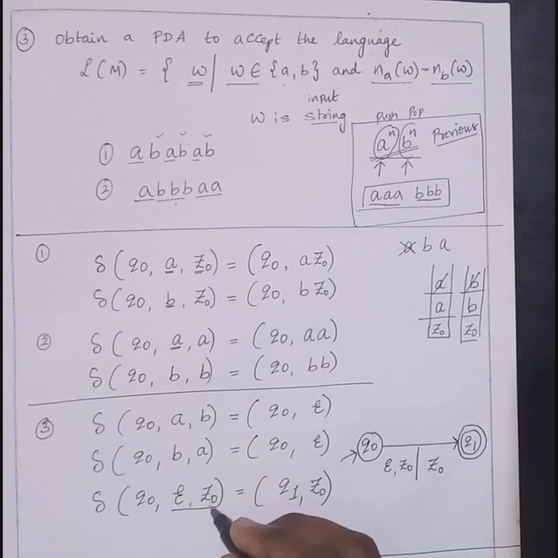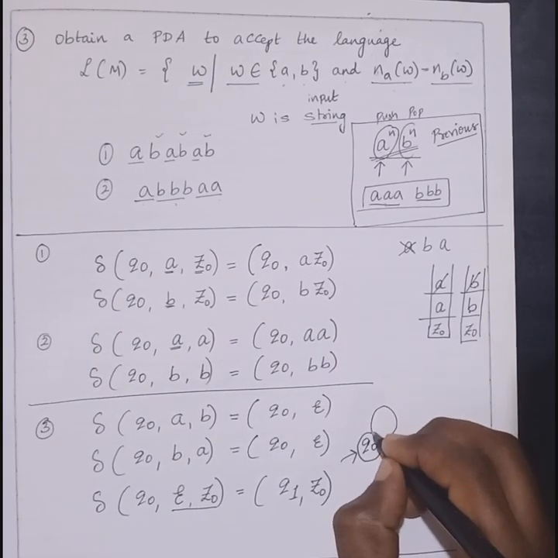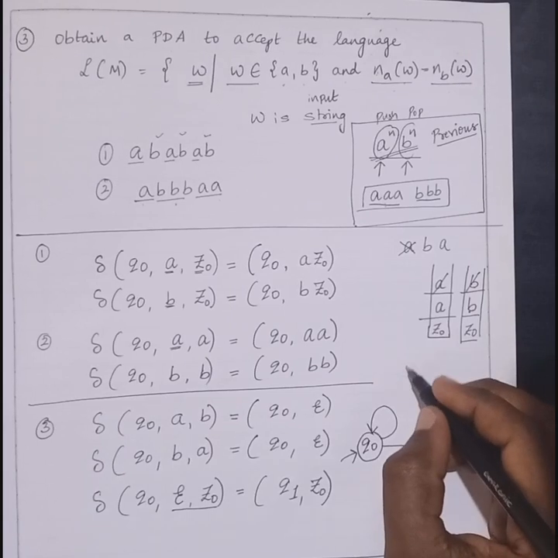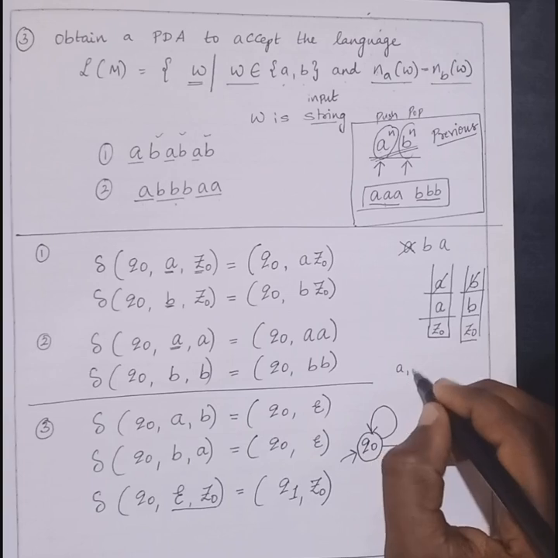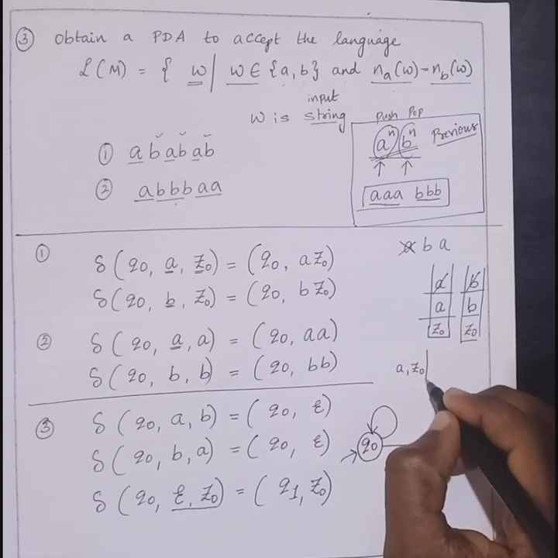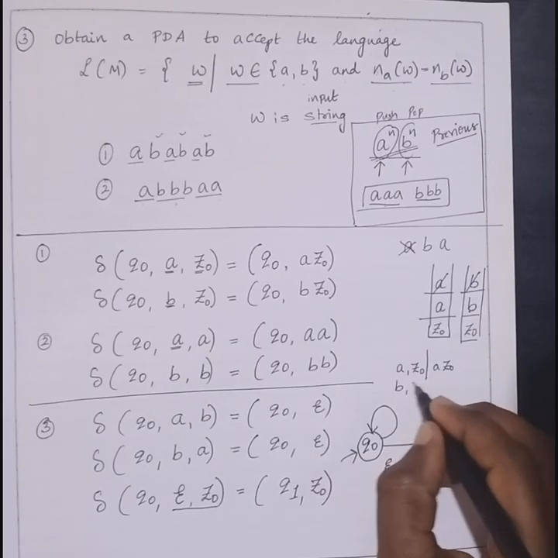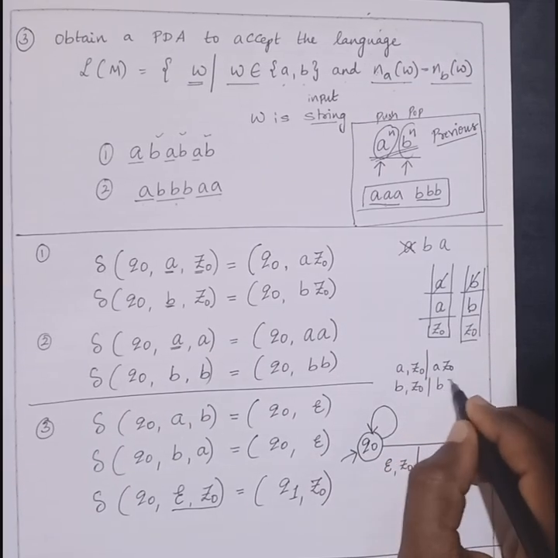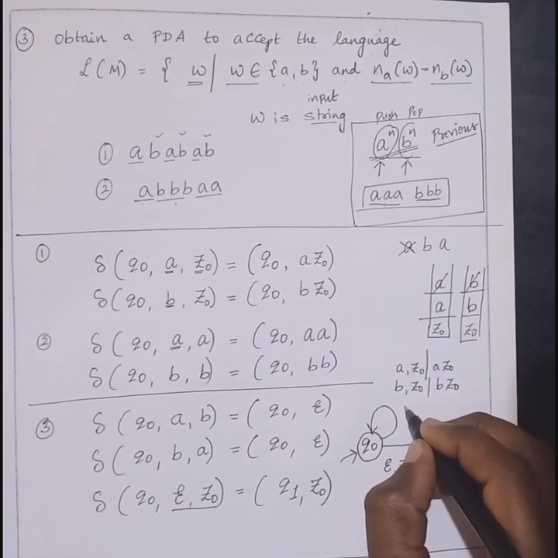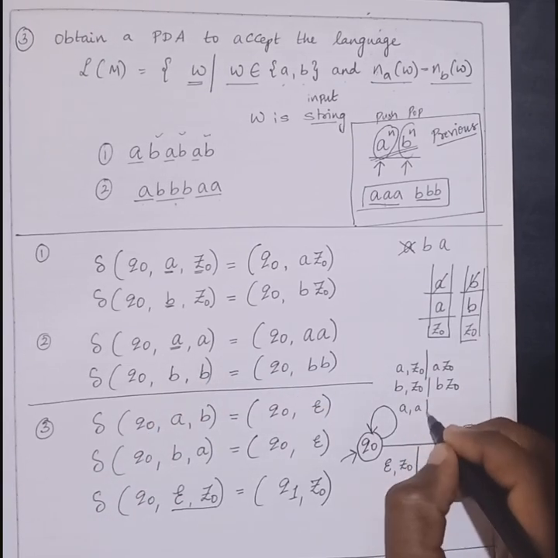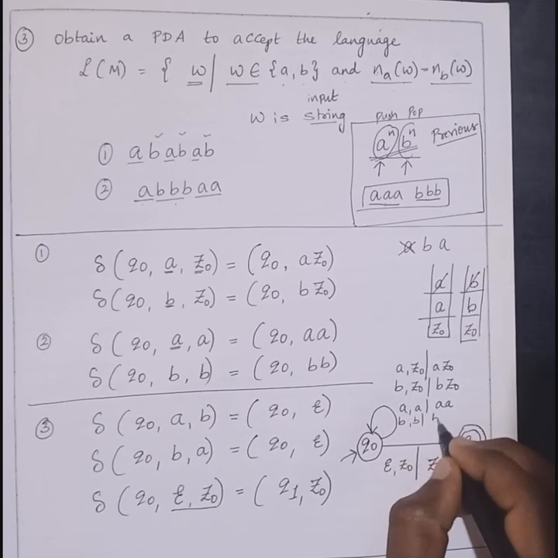The remaining transitions go from q0 to q0 itself. So we'll draw a self loop for q0 and list all the transitions. We'll start from this one. That is a comma z0 will change to a z0. Same way b comma z0 will change to b z0, pushing onto the stack. Same way a comma a will become a a. Same way b comma b will become b b.